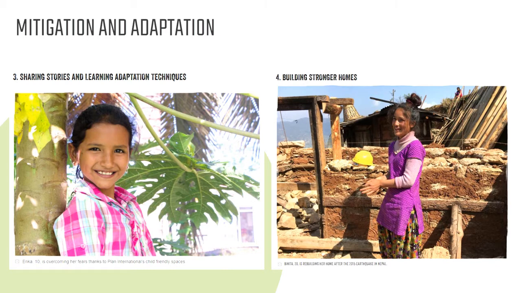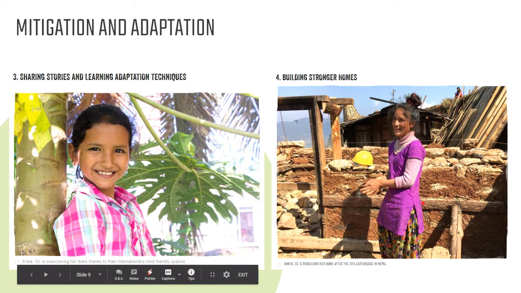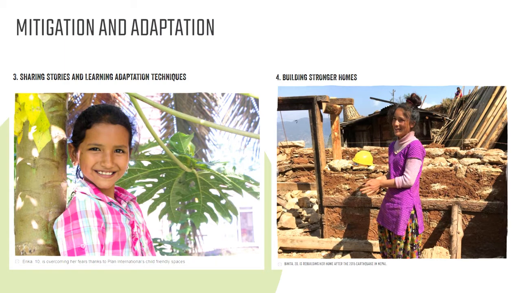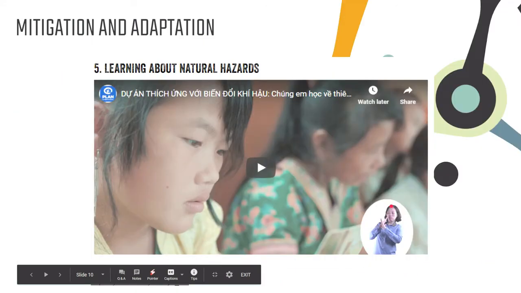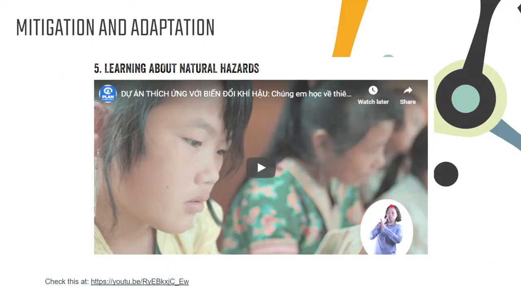Number four, build stronger homes. We see here Binita, 20 years old. She is rebuilding her home after the 2015 earthquake in Nepal. She is now helping to use better, more stable and heavier structural materials to build her home, hopefully to be more earthquake proof, so as not to repeat what happened in 2015. And then, very important, learning about natural hazards.